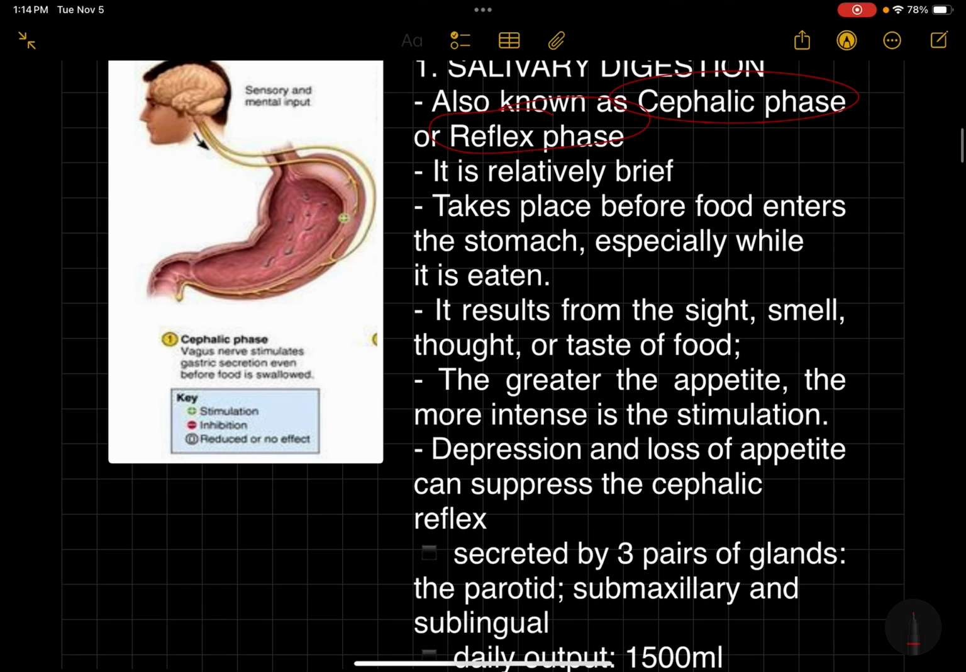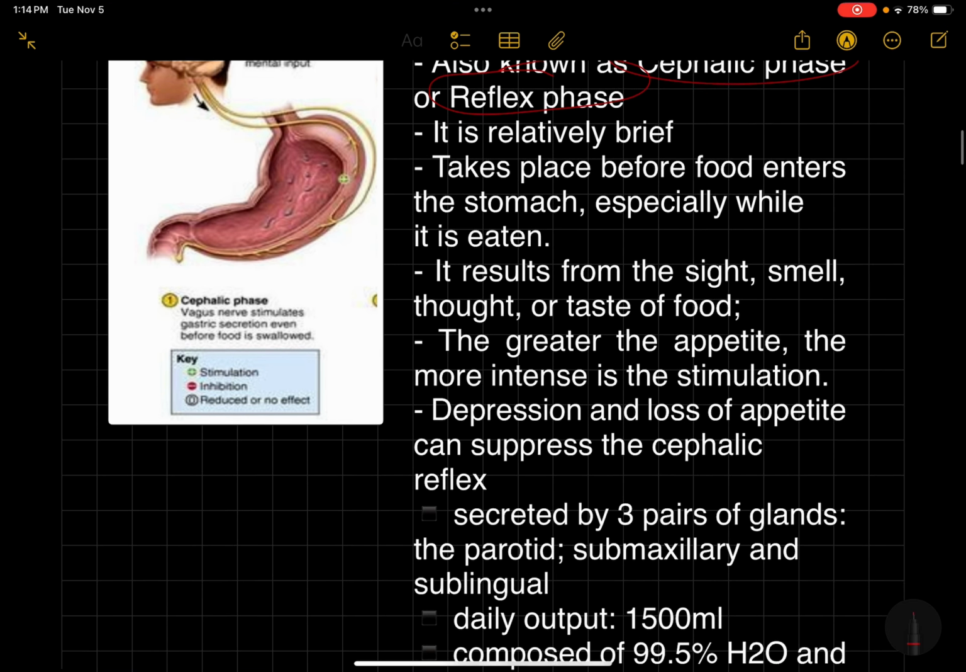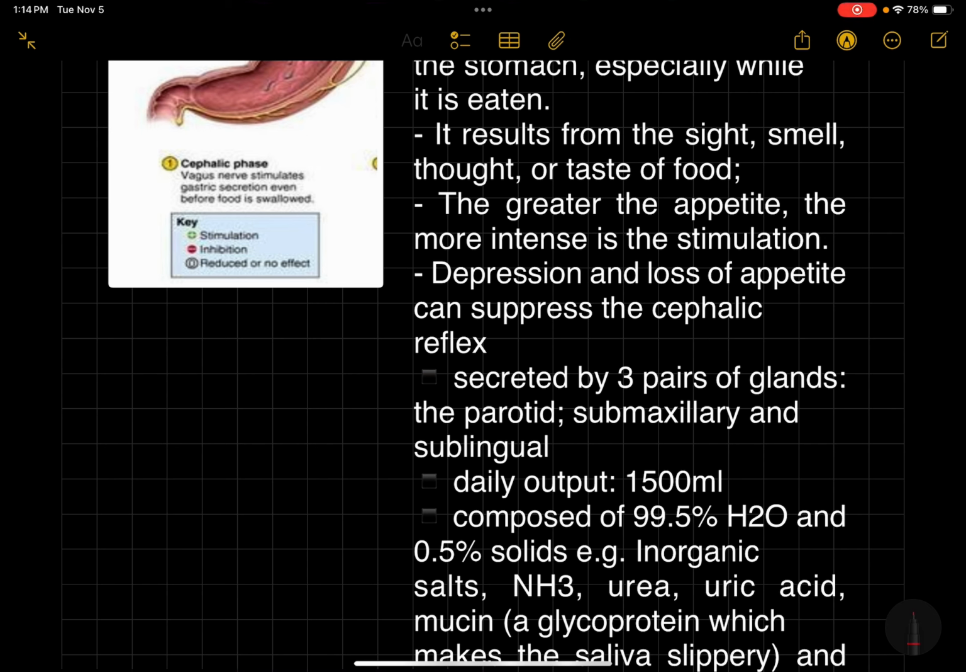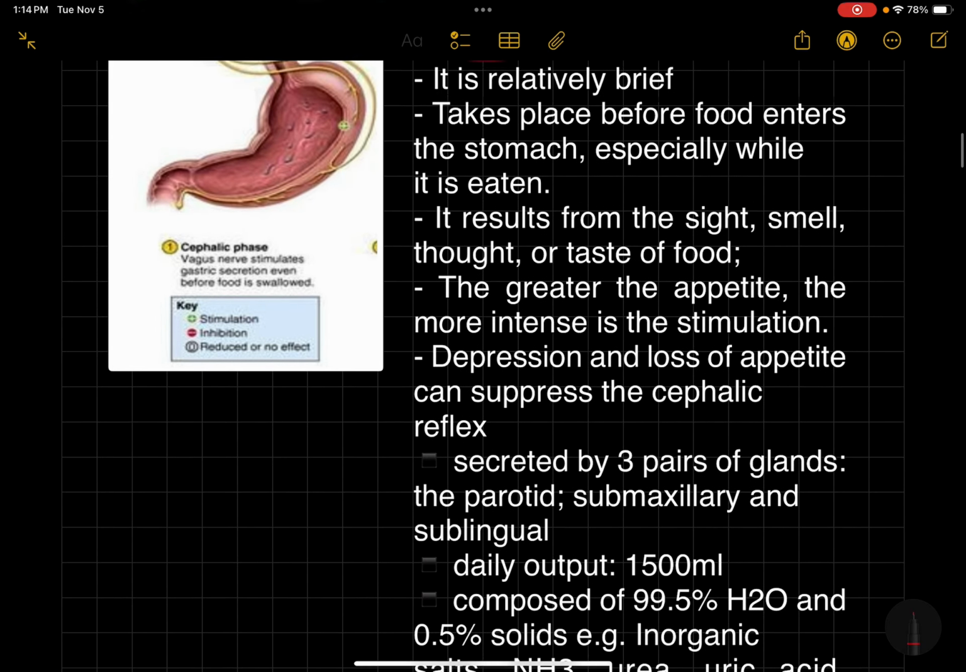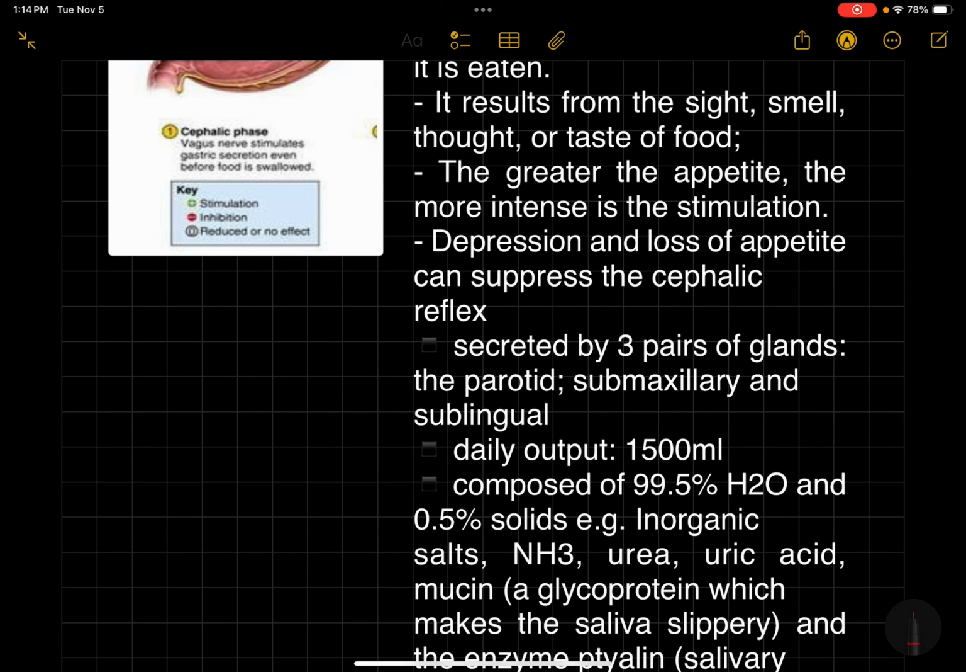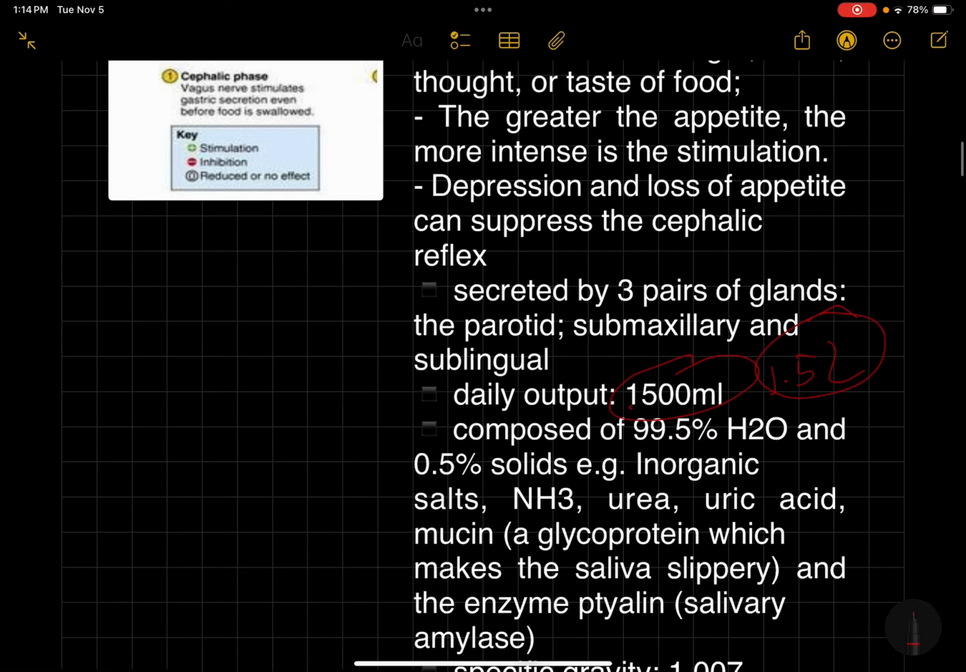Depression and loss of appetite can suppress the cephalic reflex. Depression could also cause overeating or not having an appetite for eating. Saliva is secreted by 3 pairs of glands: parotid, submaxillary, and sublingual. The daily output of our saliva is 1.5 liters, or converted to mL, 1,500 mL.